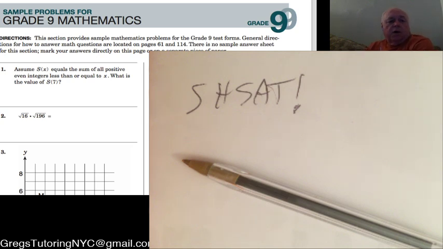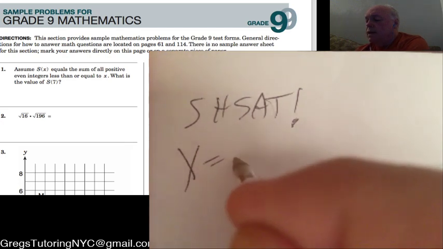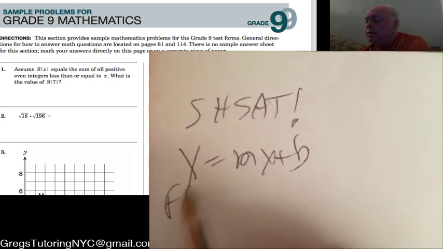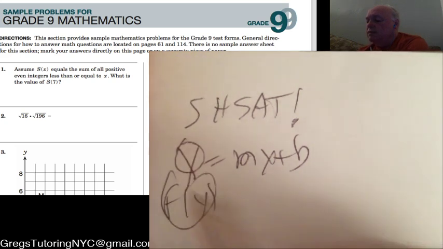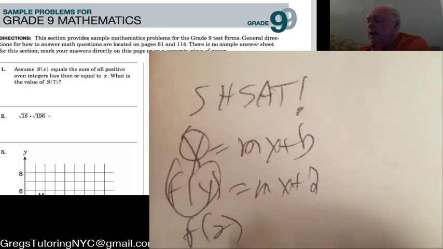Okay, so 1, it says, assume S of X equals the sum of all positive even integers less than or equal to X. What is the value of S of 7? So this is using function notation. Normally, previous to this, you may have said Y equals, say, MX plus B as an argument. So all they're doing is saying F of X here. Instead of Y, they're using F of X. And the rest would be the same. So if I have F of 2, that would be 2m plus 2, like that.